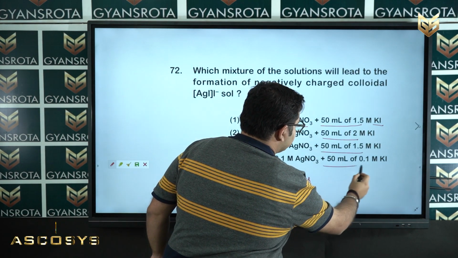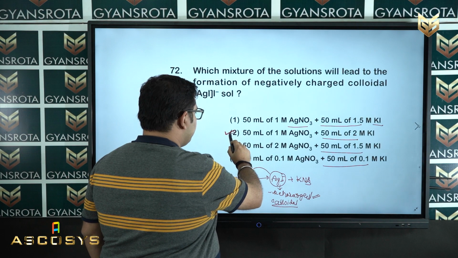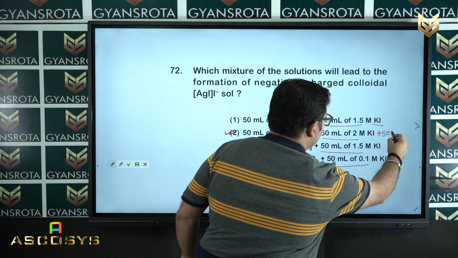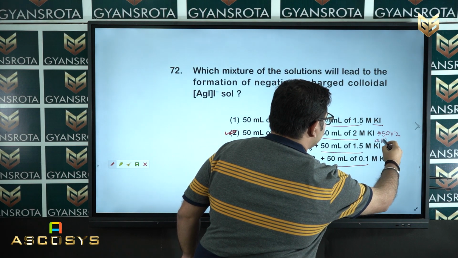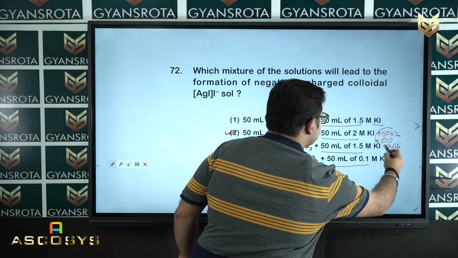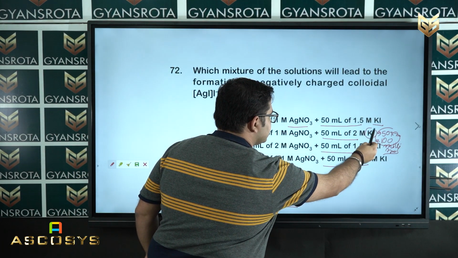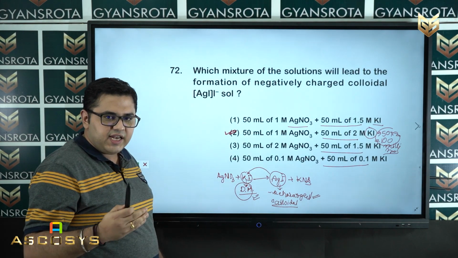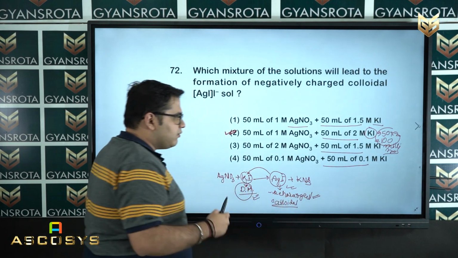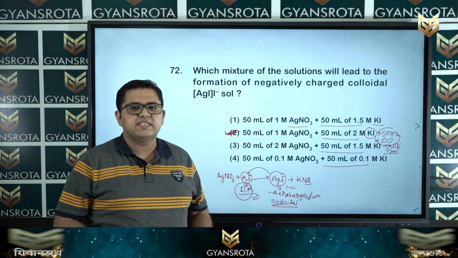So, if you see the option number 2, 50 ml and 2, right, that is 50 into 2, it gives 100 millimole, and this is the highest concentration. If you see all this, this is the highest concentration of the dispersion medium. So, as I already said, if your dispersion medium is more, more number of negative charge colloidal will form. So, option 2 is the correct option of question number 72.